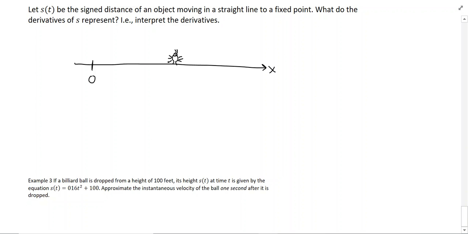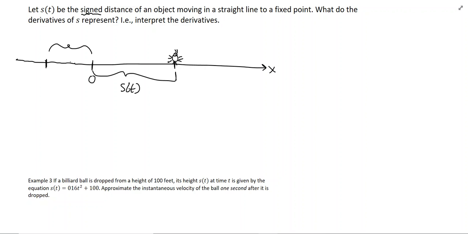So here's a bug, and his position at time t is wherever it is, but now we're measuring the signed distance, S of t, from the fixed point, okay? So we have a bug here. In this picture, S of t would be positive. If the bug were over on this side of 0, so this is what I mean by signed distance. If the bug were over here, okay, S of t would be negative on that side, okay? So S of t tracks the distance of the bug from the fixed point at all times, okay?